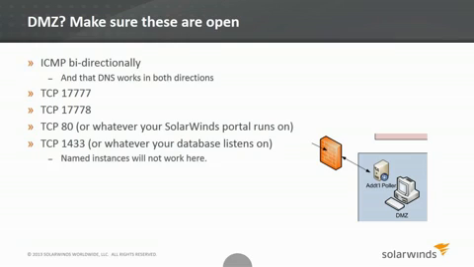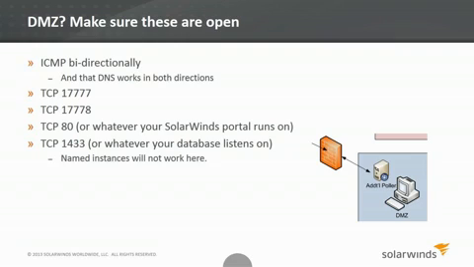You're going to need to have TCP 1777, 1778. You will need port 80 or whatever your SolarWinds web server is running on. If you install the web server on 8787, that's what you'll need, because the additional poller is going to need briefly to talk to the web server running on your primary poller. And finally, the additional poller will need to talk to the database. So it's going to need to talk on 1433, whatever port your database is being set up on.